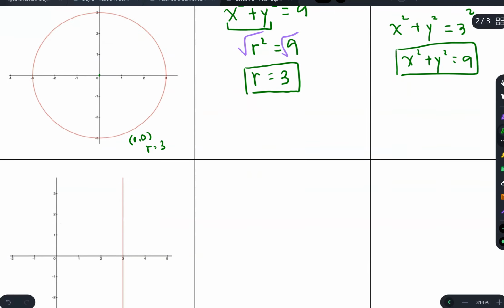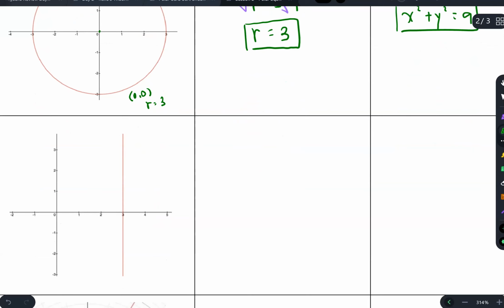All right, let's look at this graph here. This graph is going through the x-axis. It's going to go through the x-axis at x equals 3. So that is my Cartesian rectangular equation, right?